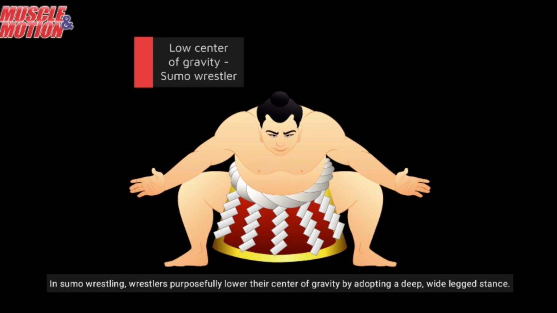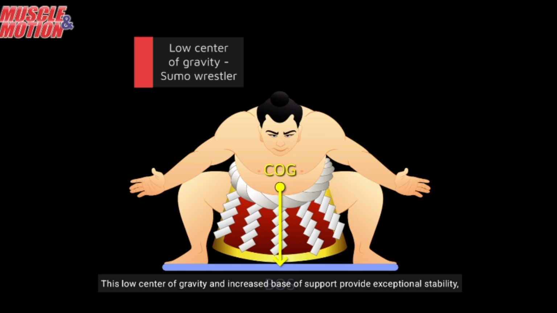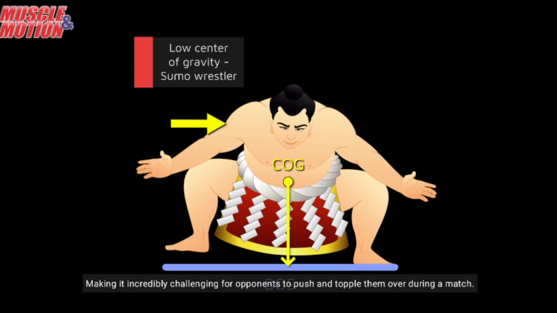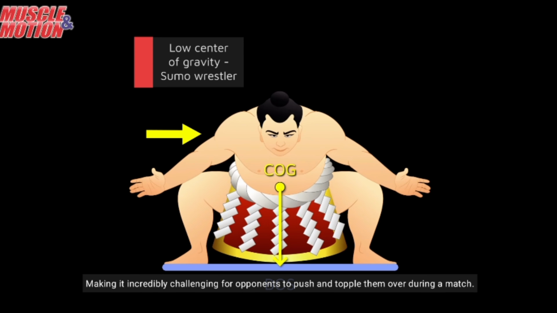In sumo wrestling, wrestlers purposefully lower their center of gravity by adopting a deep, wide-legged stance. This low center of gravity and increased base of support provide exceptional stability, making it incredibly challenging for opponents to push and topple them over during a match.